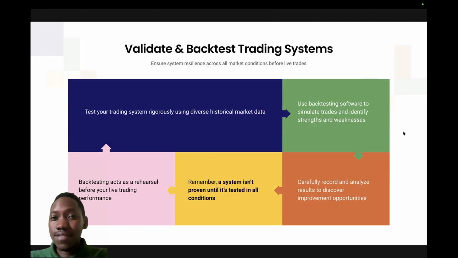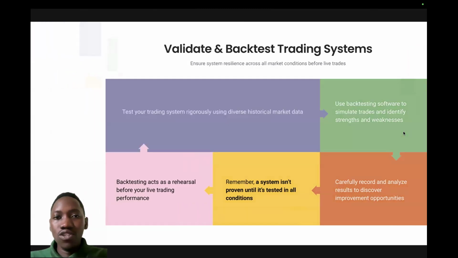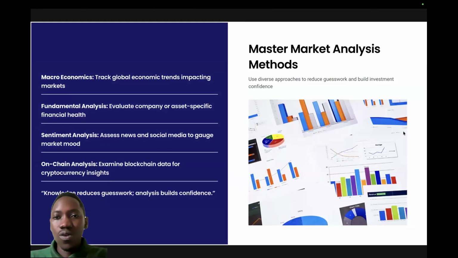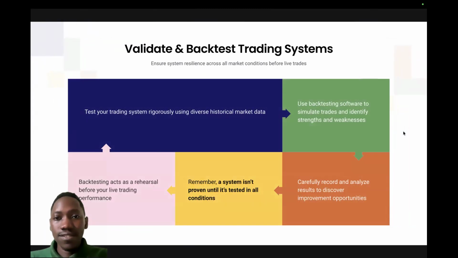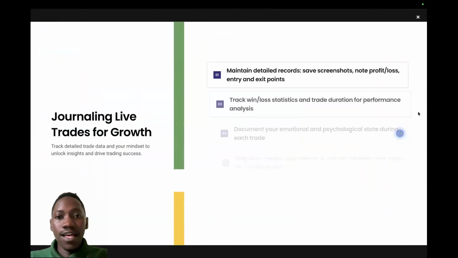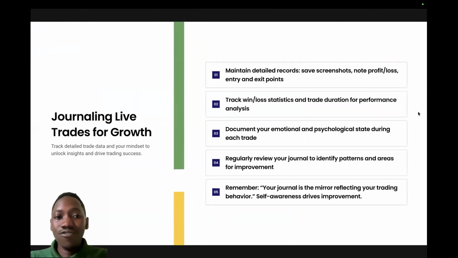That's validating the system. Check, try all the rules you've set, try all the analysis you've learned, try everything. Number two is journaling. The next thing is to journal your live trades. It's very important for growth.